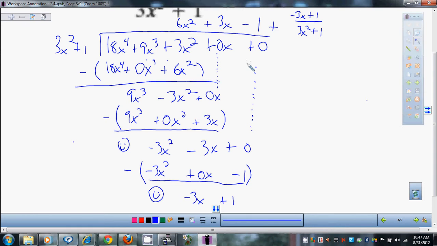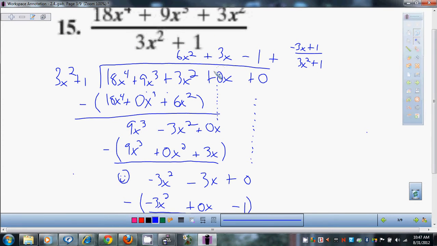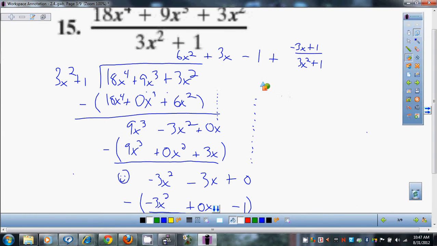Any missing terms, you plug in zeros for, because it won't line up otherwise. If we had stopped right here, then I wouldn't have really been able to visualize where to put the 3x, where to put the negative 1. It doesn't line up as well. So any missing terms, you need to put in zeros for. Alright? Questions?